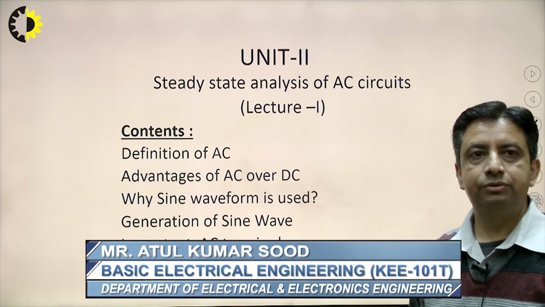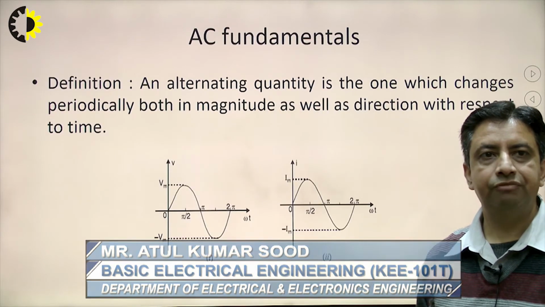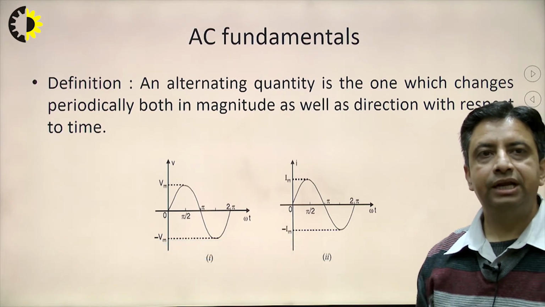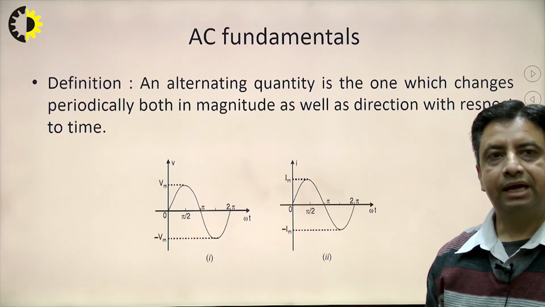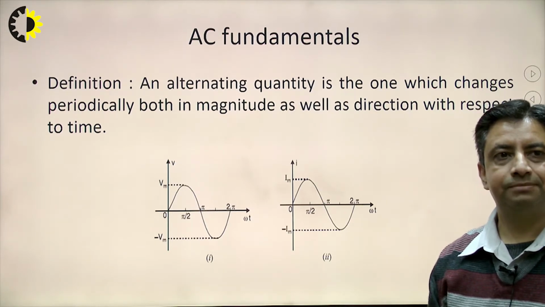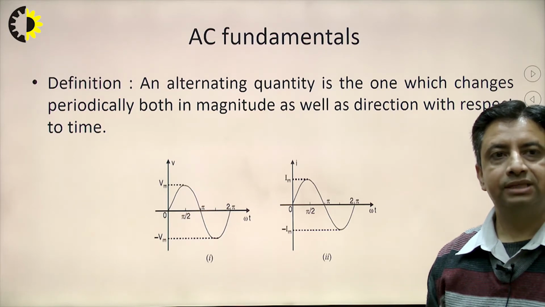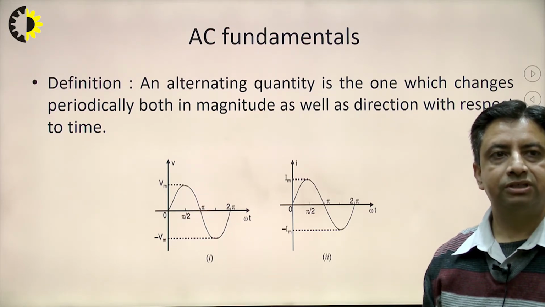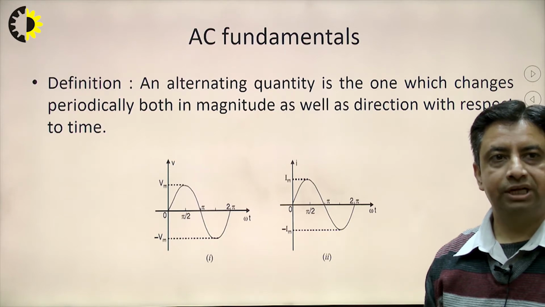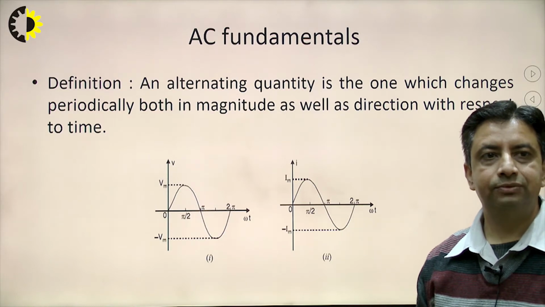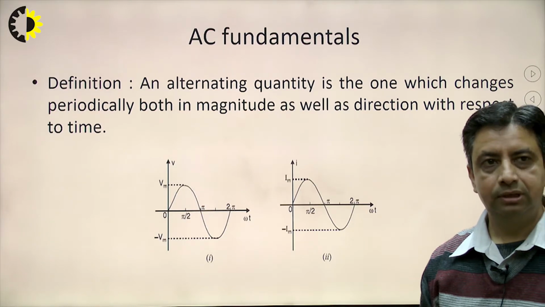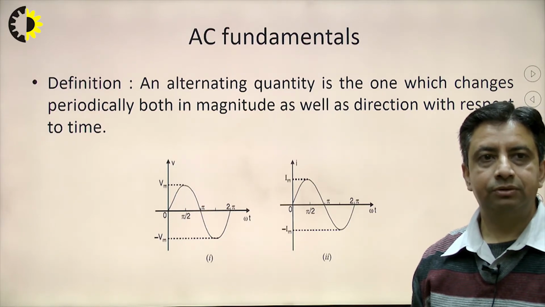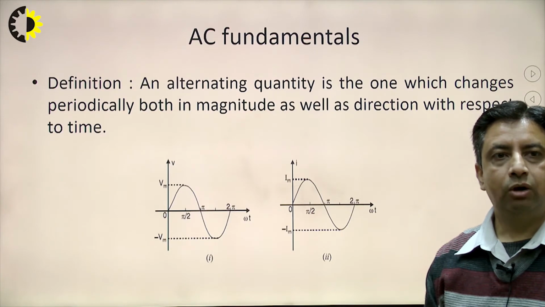So let's begin today's lecture with the definition of AC. An alternating quantity is one which changes periodically, both in magnitude as well as in direction, with respect to time. As you can see in the two waveforms, the first waveform is for the AC voltage and the second is for the AC current. In both cases you can see this quantity is changing both in magnitude as well as direction with respect to time. So it is called the alternating quantity.